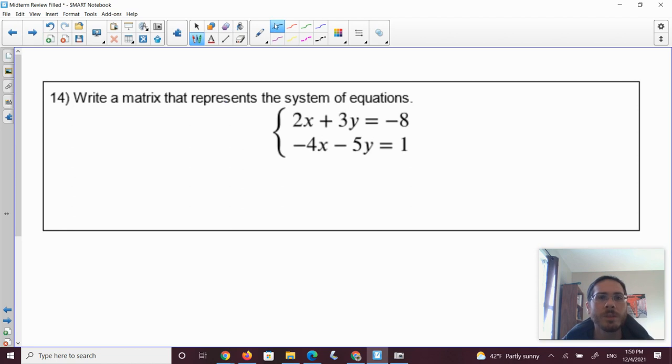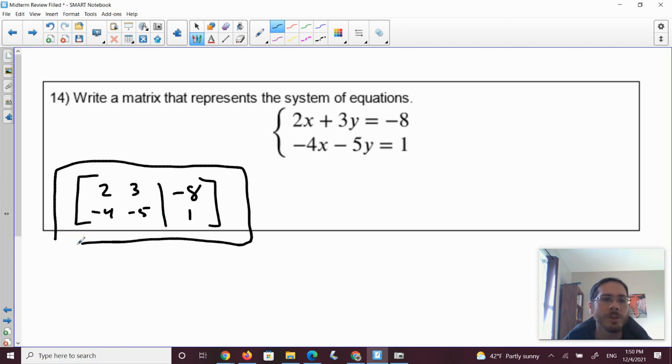For 14, write a matrix that represents the system of equations. So this is just about remembering that we want to take all of our coefficients. So 2, 3, negative 8, negative 4, negative 5, 1, and we're done. That's it. So we just have to write the matrix. We have written the matrix. On to the next one.